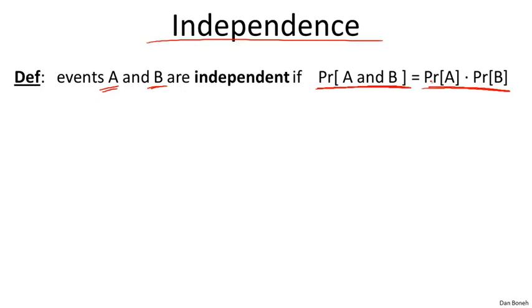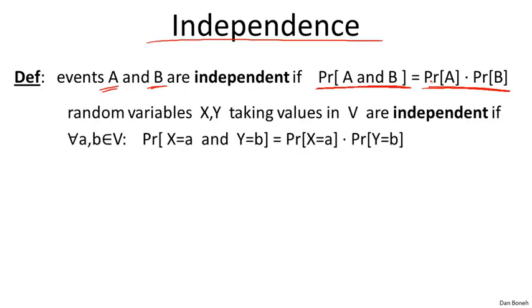And as I said, if you want to read more about that, please take a look at the background material. Now, the same thing can be said for random variables. So suppose we have two random variables, X and Y, that take values in some set V. Then we say that these random variables are independent if the probability that X is equal to a and Y is equal to b is equal to the product of these two probabilities. Basically, what this means is even if you know that X is equal to a, that tells you nothing about the value of Y. Okay, that's what this multiplication means. And again, this needs to hold for all a and b in the space of values of these random variables.